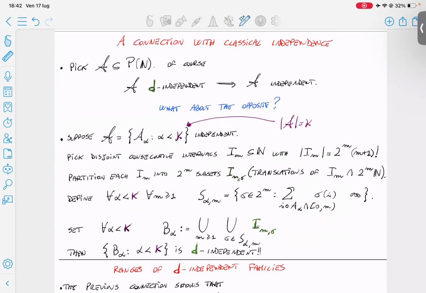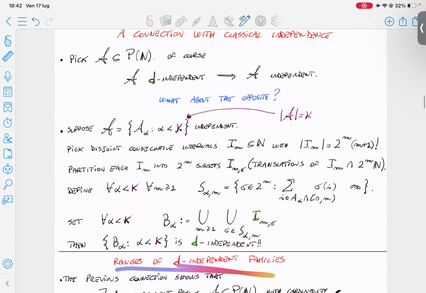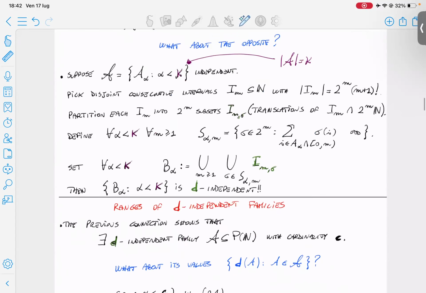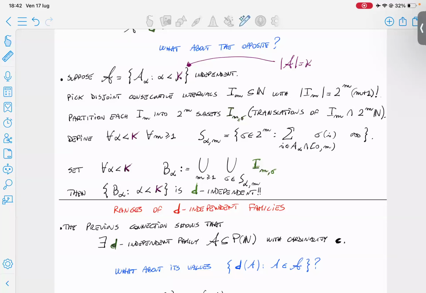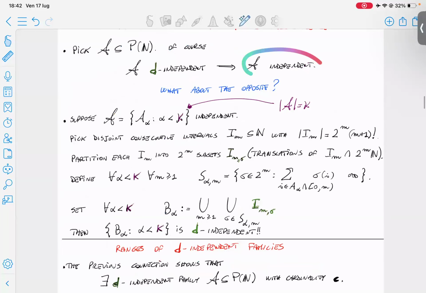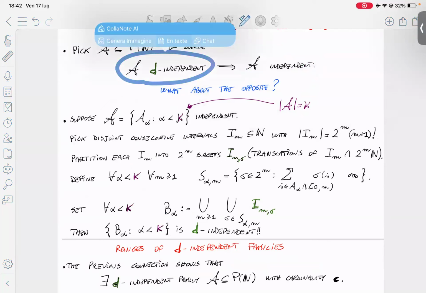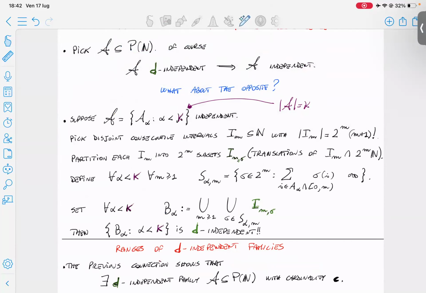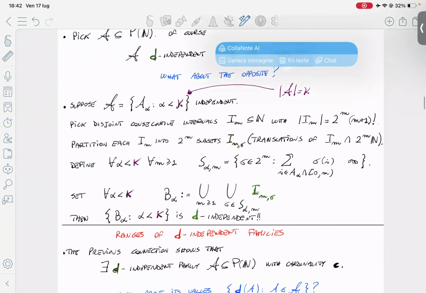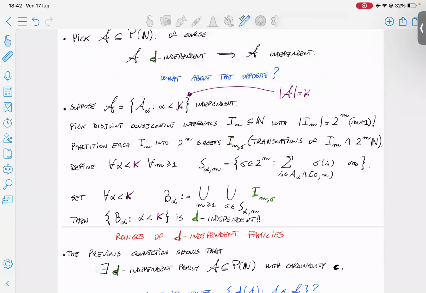First question that we may ask: what is the range of possible D-independent families? What is written above shows that if we start with an independent family script A, then we can construct a D-independent family which has the same cardinality as the original family. But we already know that there exists an independent family of cardinality C. So the first thing that we know is that there exists a D-independent family of cardinality C.